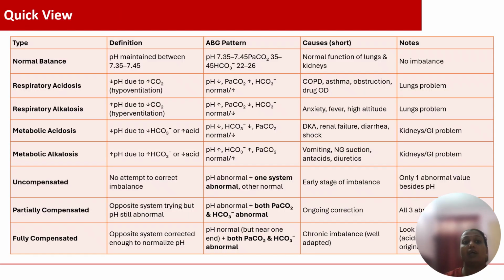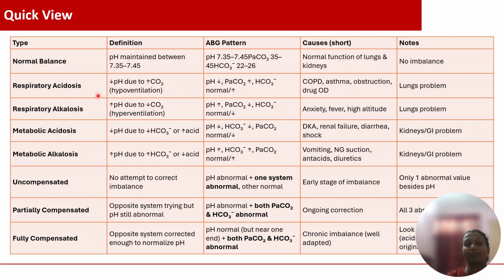So I am just quickly reviewing all the topics. Normal balance: our pH is maintained between 7.35 to 7.45, carbon dioxide value will be 35 to 45, and HCO3 will be 22 to 26. That is the normal function of lungs and kidneys. If the patient is normal, we can say normal pH values and normal ABG values, no imbalances.